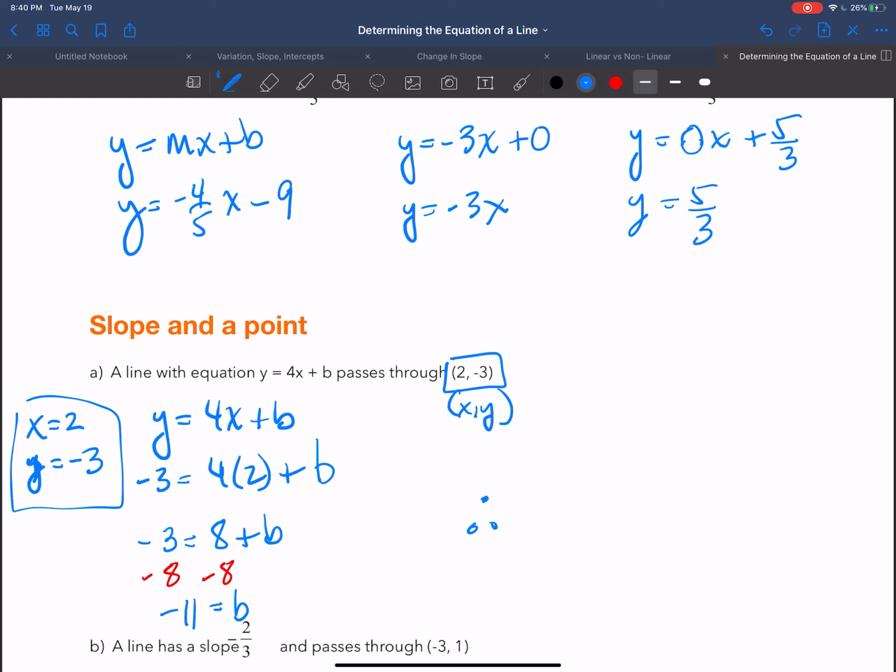So now I know that the equation is 4x minus 11, because they gave me m, which is 4, and I figured out b, so I just plug it in.